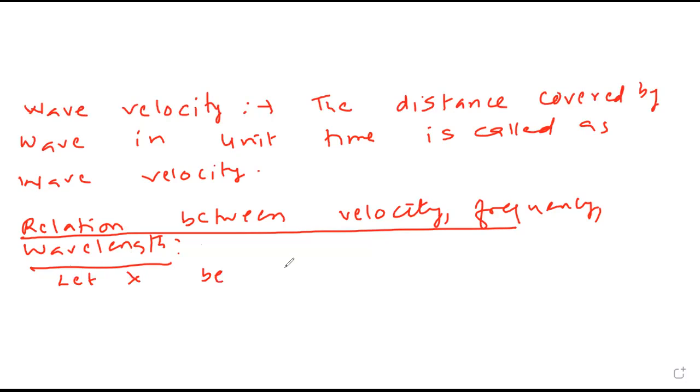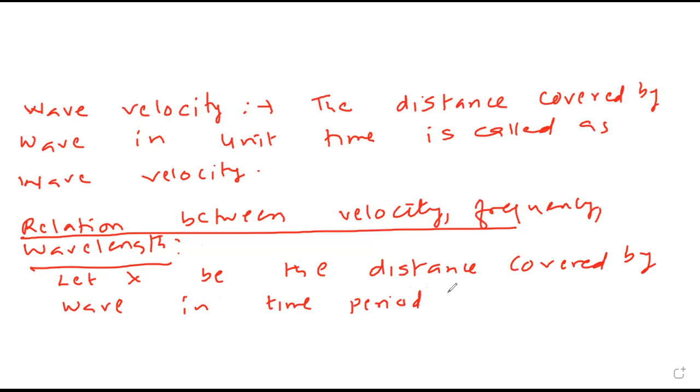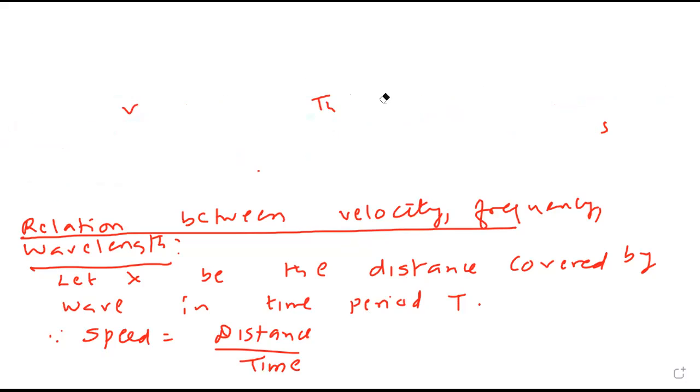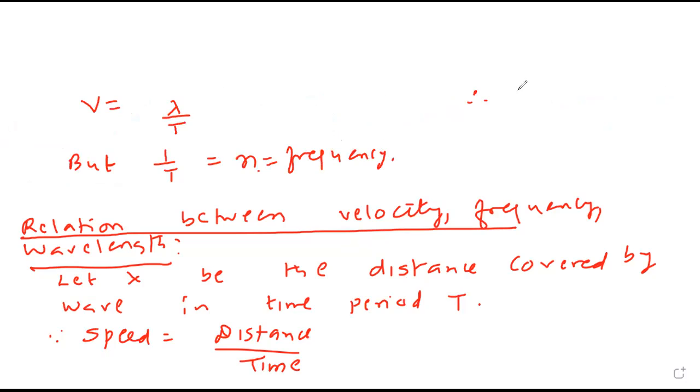Let lambda be the distance covered by the wave in time period capital T. What is the formula for speed in general? Is it distance upon time? Yes. So if the distance covered is lambda, then the time taken is the time period. So I can say speed denoted by V is lambda upon capital T. But 1 upon T is denoted by N, which is called frequency. So therefore, V equals N lambda is the formula.